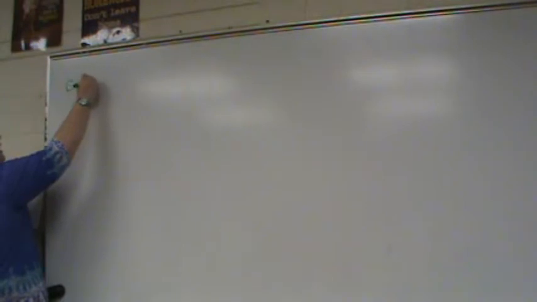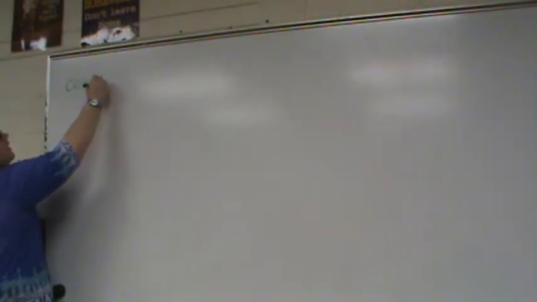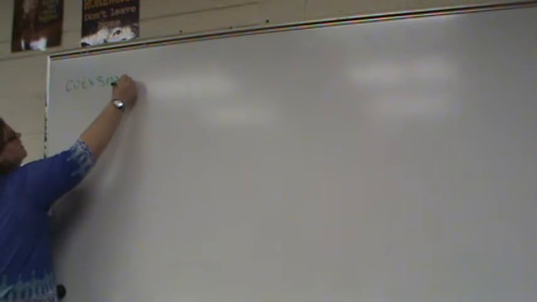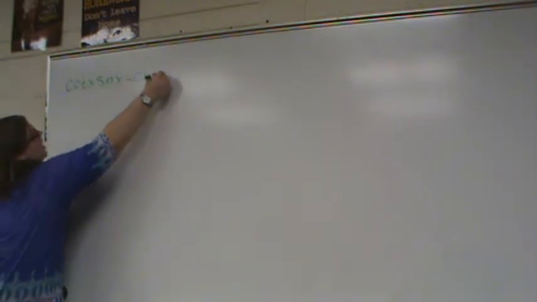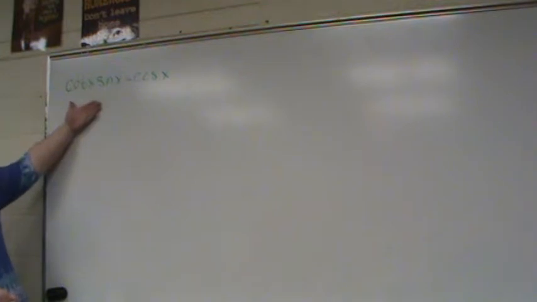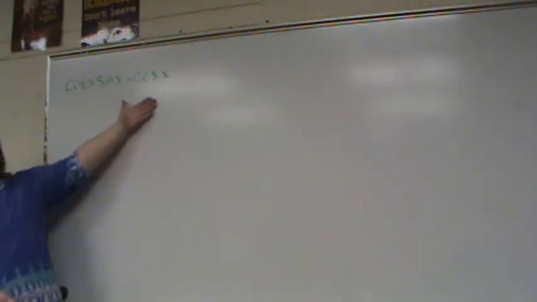So example 1 says cotangent x sine x equals cosine x. So when we're proving an identity, what are we trying to do? Make sure that one side equals the other. So we want to make sure that one side equals the other side. So in this case, we want to make sure that cotangent x times sine x equals cosine x.